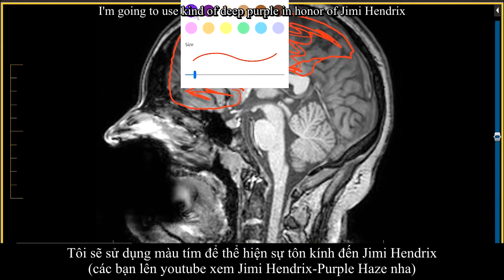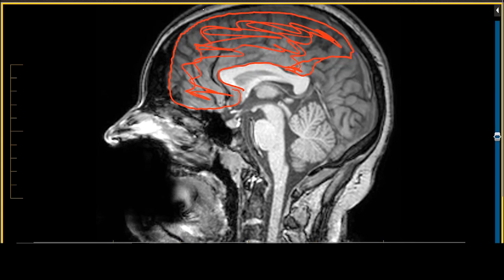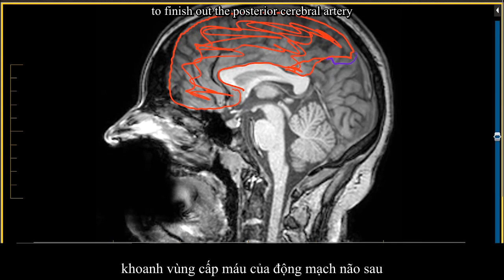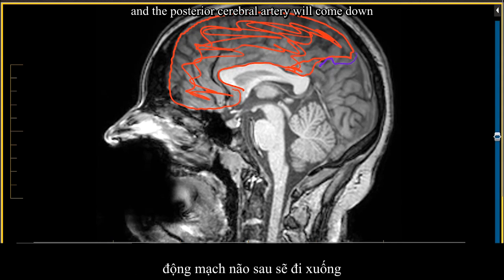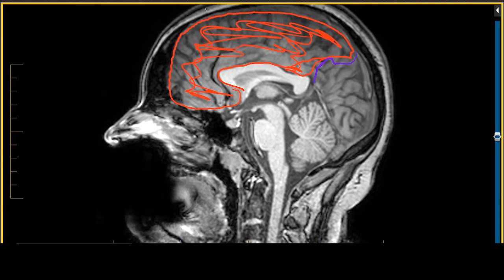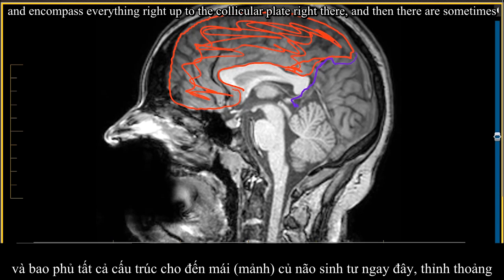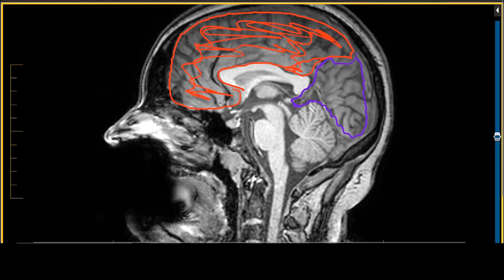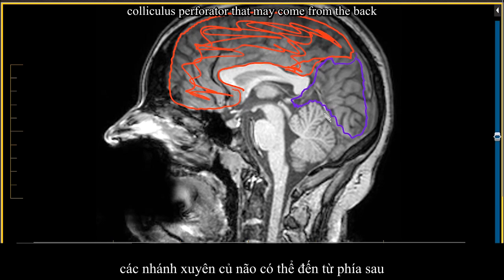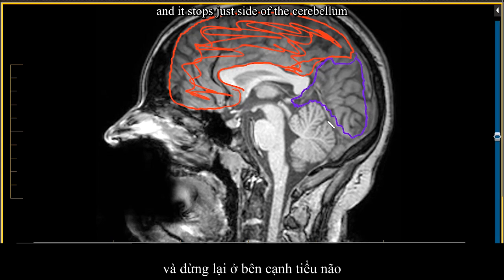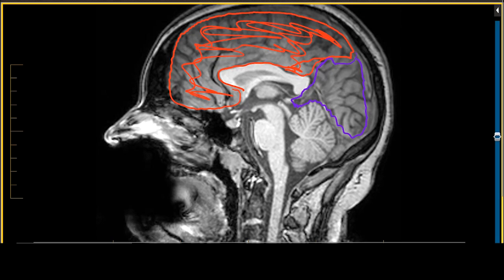I'm going to use kind of deep purple in honor of Jimi Hendrix to finish out the posterior cerebral artery. And the posterior cerebral artery will come down and encompass everything right up to the collicular plate right there, and then there are sometimes collicular perforators that may come from the back, and it stops just shy of the cerebellum.